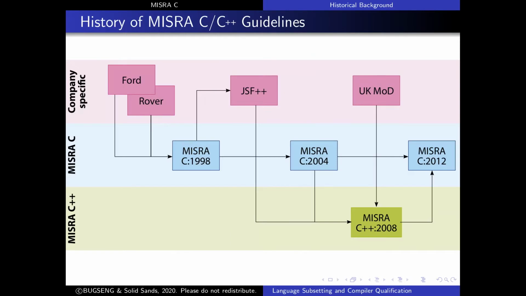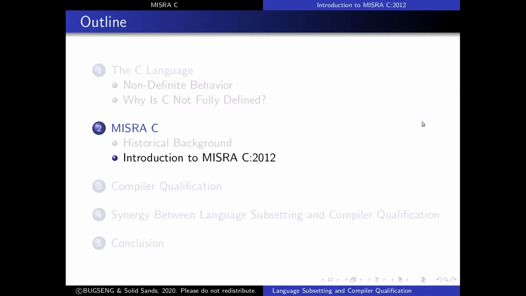This picture summarizes the history of MISRA C. At the beginning, we had Ford and Rover, and they were using their internal coding standards for the C programming language. And in the framework of the MISRA project, they joined forces to produce MISRA C in 1998, the first edition, which influenced pretty much every coding standard for the C and C++ programming languages that was published afterwards. And the latest version is MISRA C 2012, and now I will explain something about MISRA C 2012.